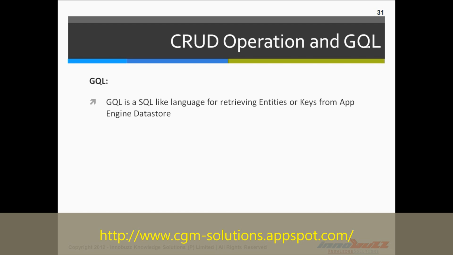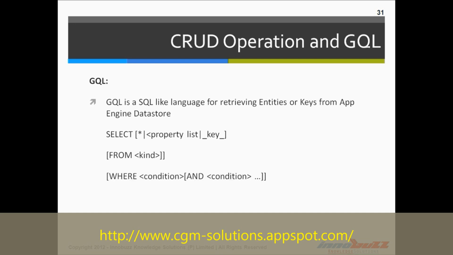Then GQL. GQL is a SQL-like language for retrieving entities or keys from the App Engine Datastore. The syntax for GQL is: select property list or key from a kind, whether it is people kind, user kind or employee kind, where condition, order by ascending or descending order, limit to a particular count, and offset to a particular number.